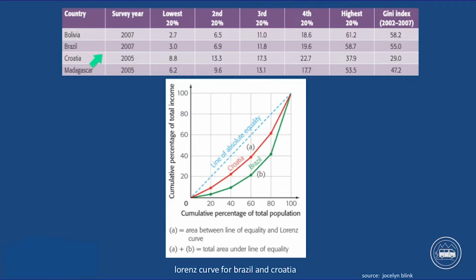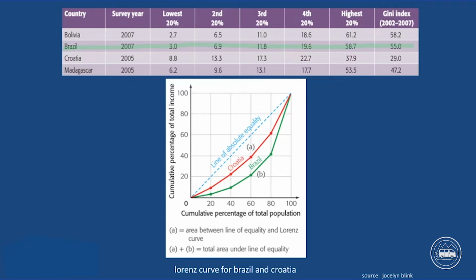So we have data from Bolivia, Brazil, Croatia, and Madagascar. Now, ignore Madagascar and Bolivia for now. We are going to take a look at, of course, Brazil, right? That's this one right here, this data. We're going to take a look at Brazil, which is green. Okay, let's take a look at that first. All right.